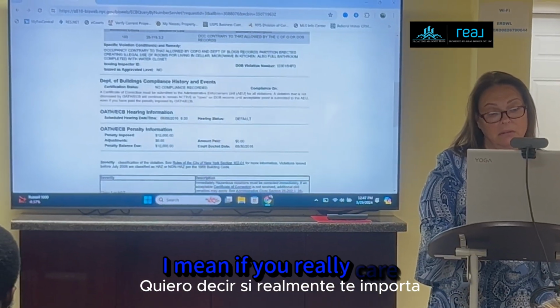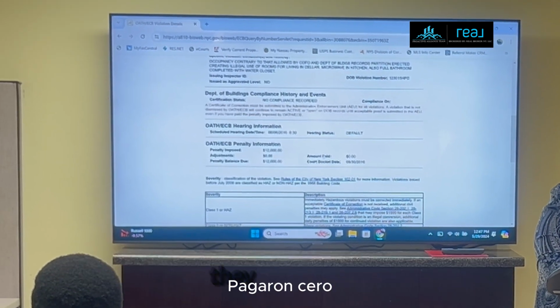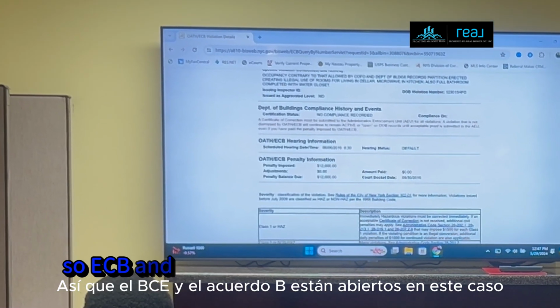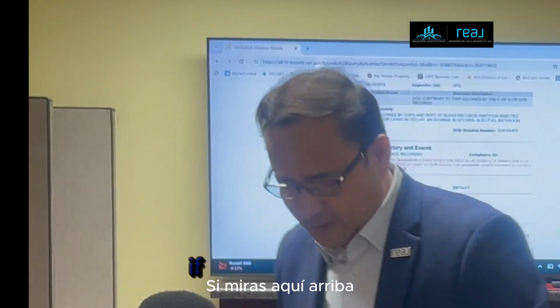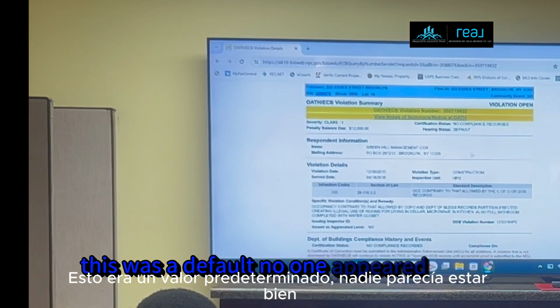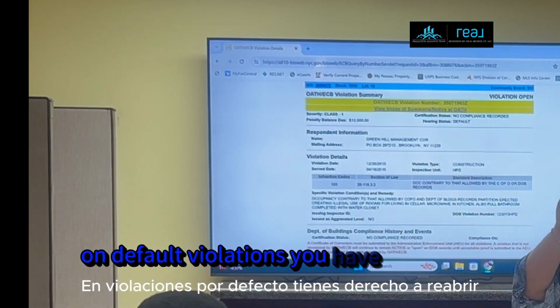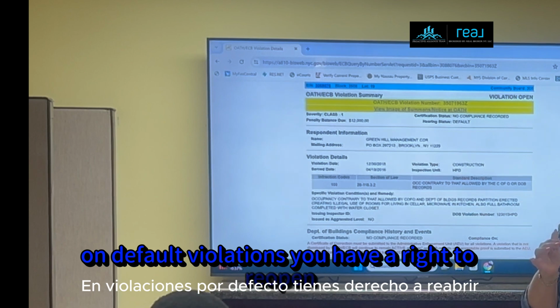I mean, if you really care. But this is a $12,000 penalty balance. They paid $0. So ECB and DOB are both open on this one. If you look up here, this was a default. No one appeared. Okay, on default violations, you have a right to reopen.